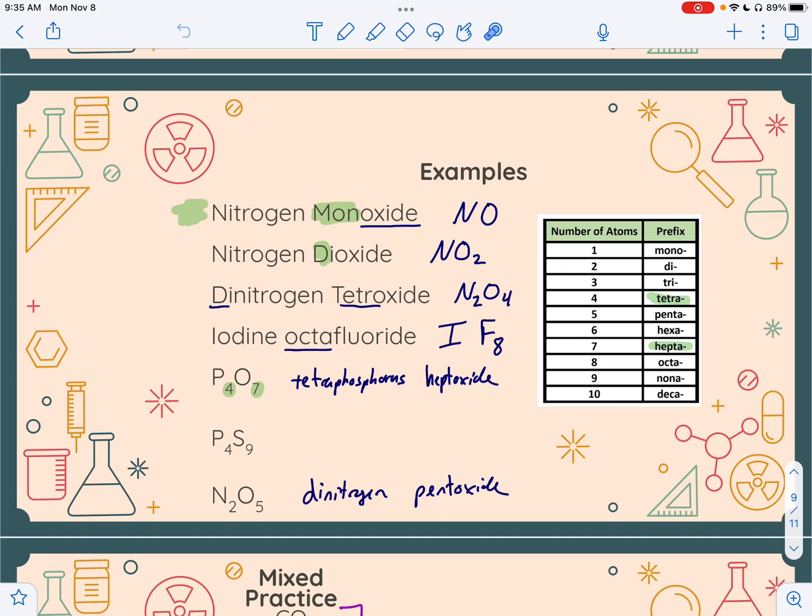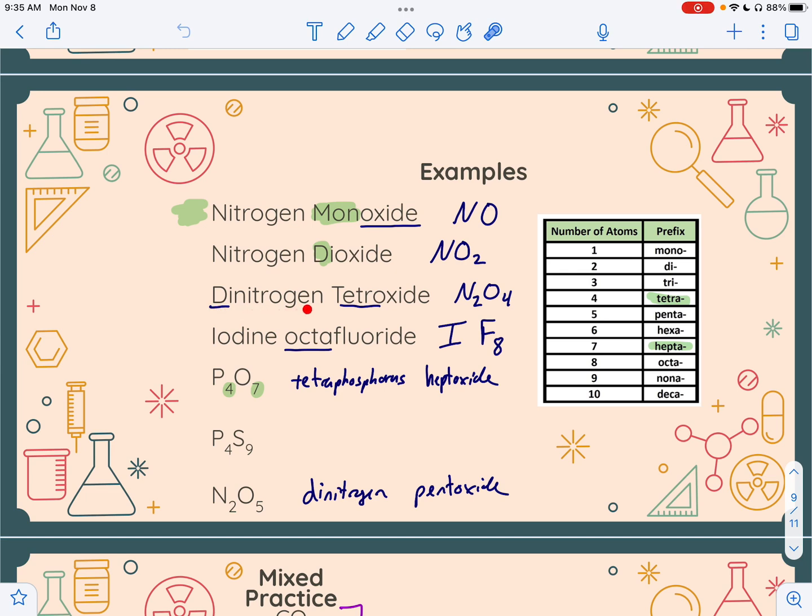Nitrogen monoxide. Mono means one, so N for nitrogen, and 1 oxygen. Nitrogen dioxide, NO2. The di means 2, so I have 2 oxygens and 1 nitrogen. We don't put mono on the first element, so I would not say mononitrogen dioxide. I would just say nitrogen dioxide. However, if the first element has more than one, then I do add the prefix.